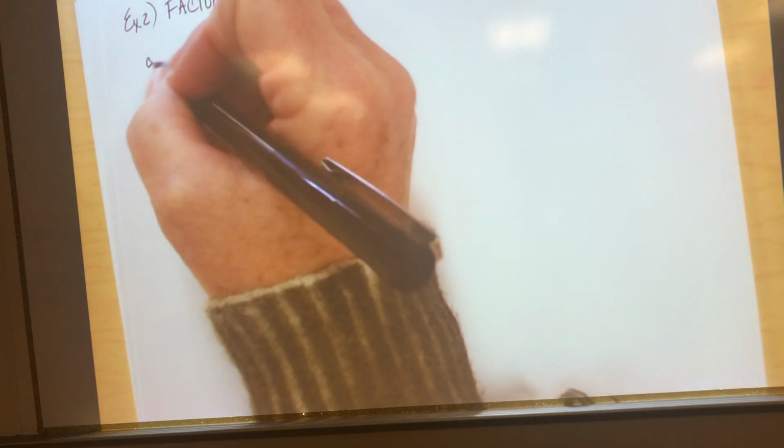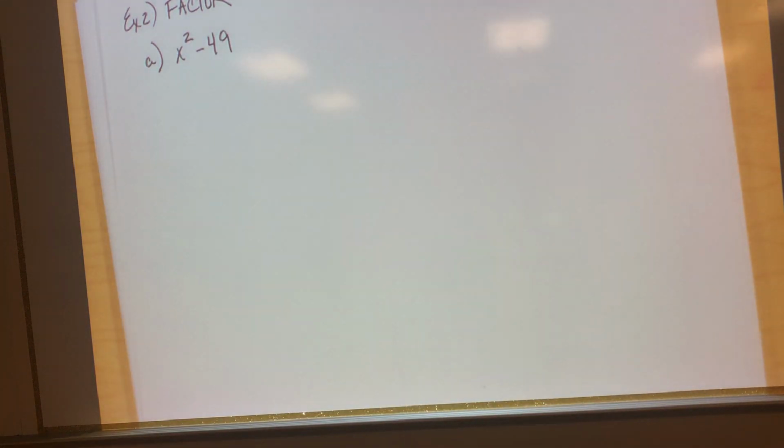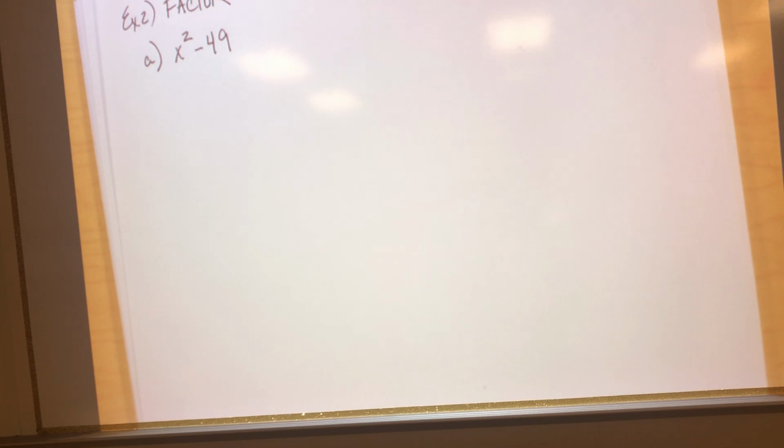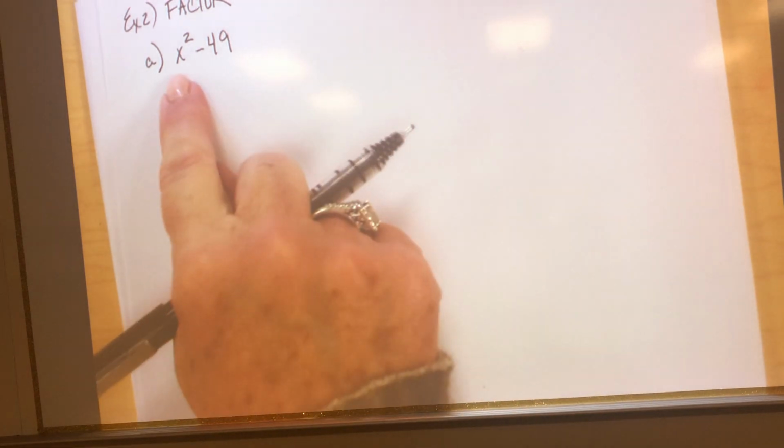This is example 2, and they want me to factor. So here's my first problem. A, x squared minus 49. So I'm going to factor this. What is the first thing that I should ask myself? Can I take anything out? Okay, so can you take anything out here?